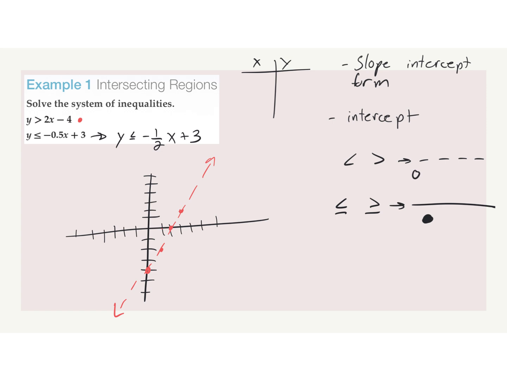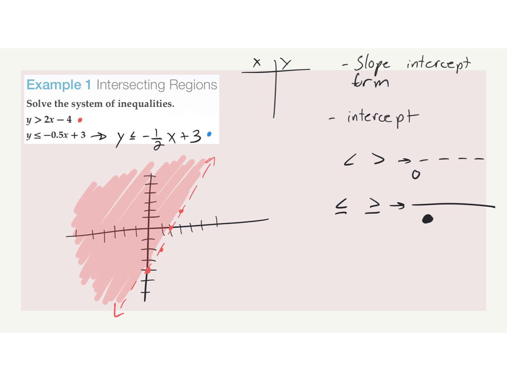So we have this red line that we just graphed. Now, which way do we shade? Well, it's telling us that y is greater. So we can look at where the y-intercept is and say, well, the y-values become greater as we move up the graph, right? So we can shade everything that's above this line as a solution. Now I'm going to do the other one in blue.